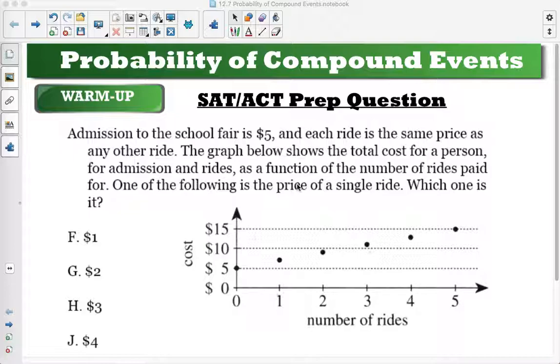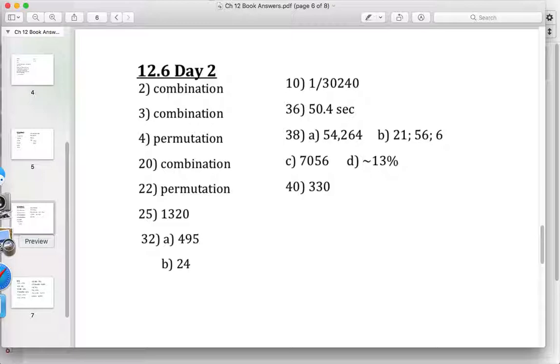Yesterday we were working on the second section of 12.6. If you would please have out your homework for it, and I've got the answers up here. I'm just going to read them off so you have a chance to correct yours, know if you did them right, mark any you missed, circle any ones you'd like to ask a question about when I'm back.